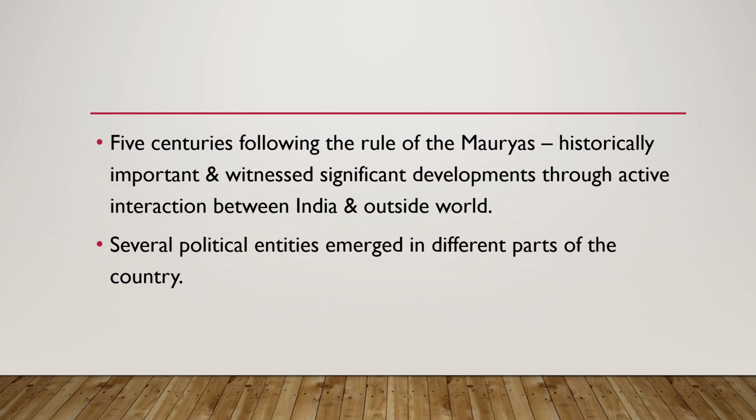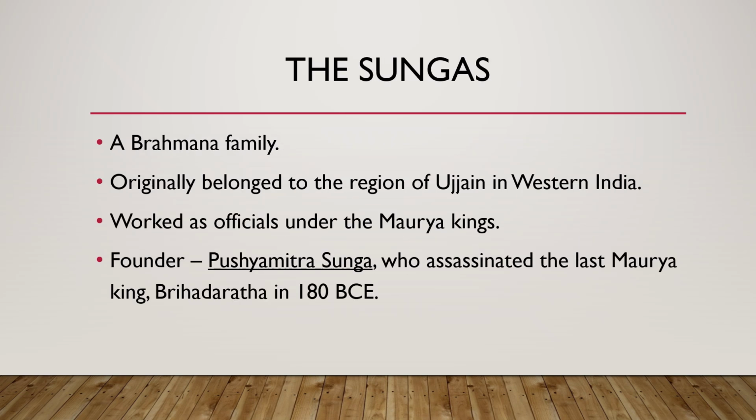So during this phase, there emerged several political entities in different parts of the country, and we are going to talk today about the Shungas, Kanvas, Indo-Greeks, Sakas, Parthians, Kushanas, and Satavahanas. Particularly, let us begin with the Shungas.